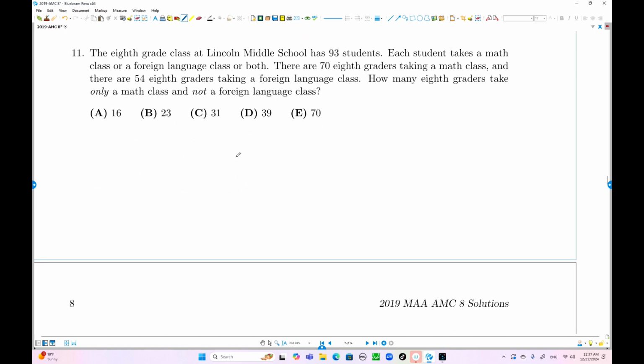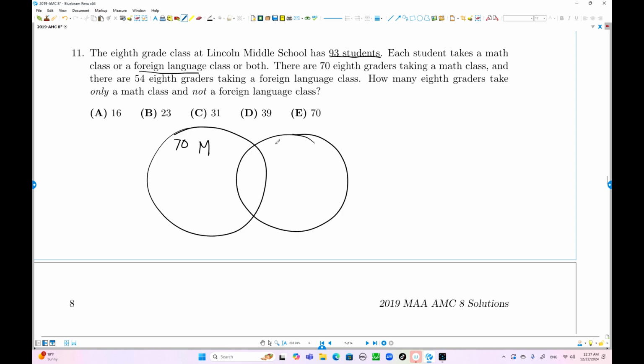All right, number 11. You have an 8th grade class at Lincoln Middle School, 93 students. Each student takes a math class or a foreign language. There are 70 taking math, and 54 taking foreign language. How many graders take only math class, not foreign language?